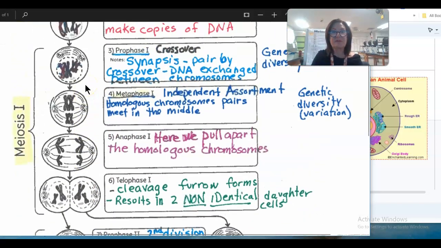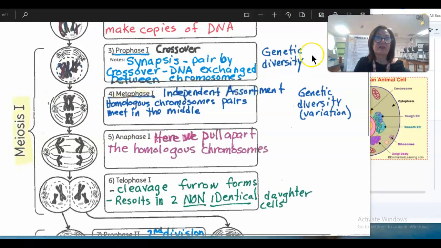So we're going to be talking about the first one. First, let me move this over here. So we have prophase, and this is really important because this gives us crossover, which gives us genetic diversity, and that's really, really important. So this is where synapsis came into play and crossover. They came together and then they exchanged DNA between them. So this is creating genetic diversity. It's extremely important. So crossover, prophase 1, genetic diversity.